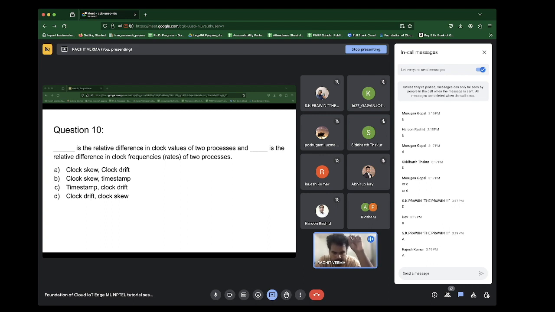We had discussed this in the slides with the example of a car moving. If two cars are moving, the difference in the distance between the two cars you could say is the clock skew, but the difference in the speed between the two cars is called the clock drift. So in that sense, A is the correct answer, clock skew and clock drift.